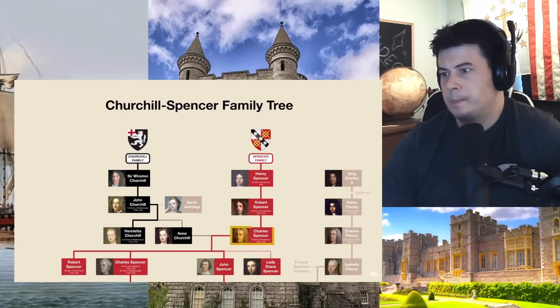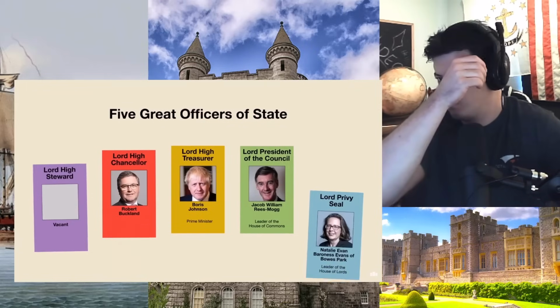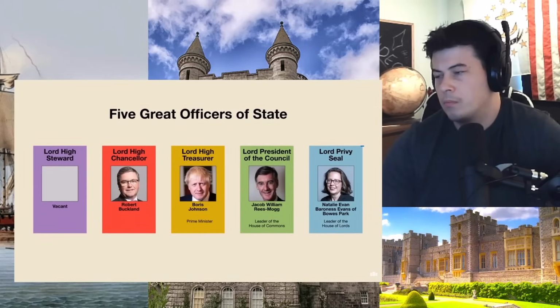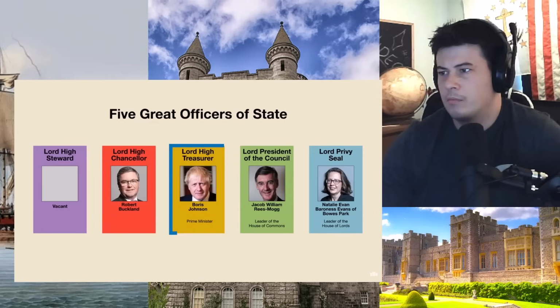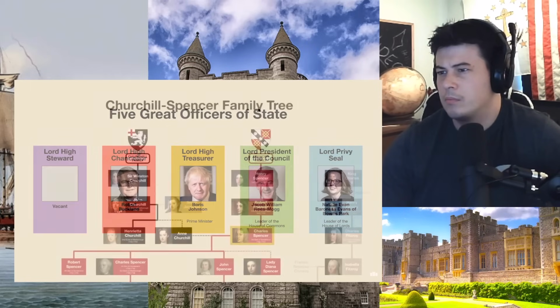His grandson, Charles Spencer, 3rd Earl of Sunderland, held many other important titles, including 3 of the 5 great offices of state, which all still exist today in some form or another. He was first named Lord Privy Seal, the keeper of the monarch's private seal, a position now bestowed upon the leader of the House of Lords. He was then made Lord President of the Council, who presides over meetings and is now a position held by the leader of the House of Commons, and finally he became Lord High Treasurer, a position now held by the Prime Minister. So he had a lot on his plate.